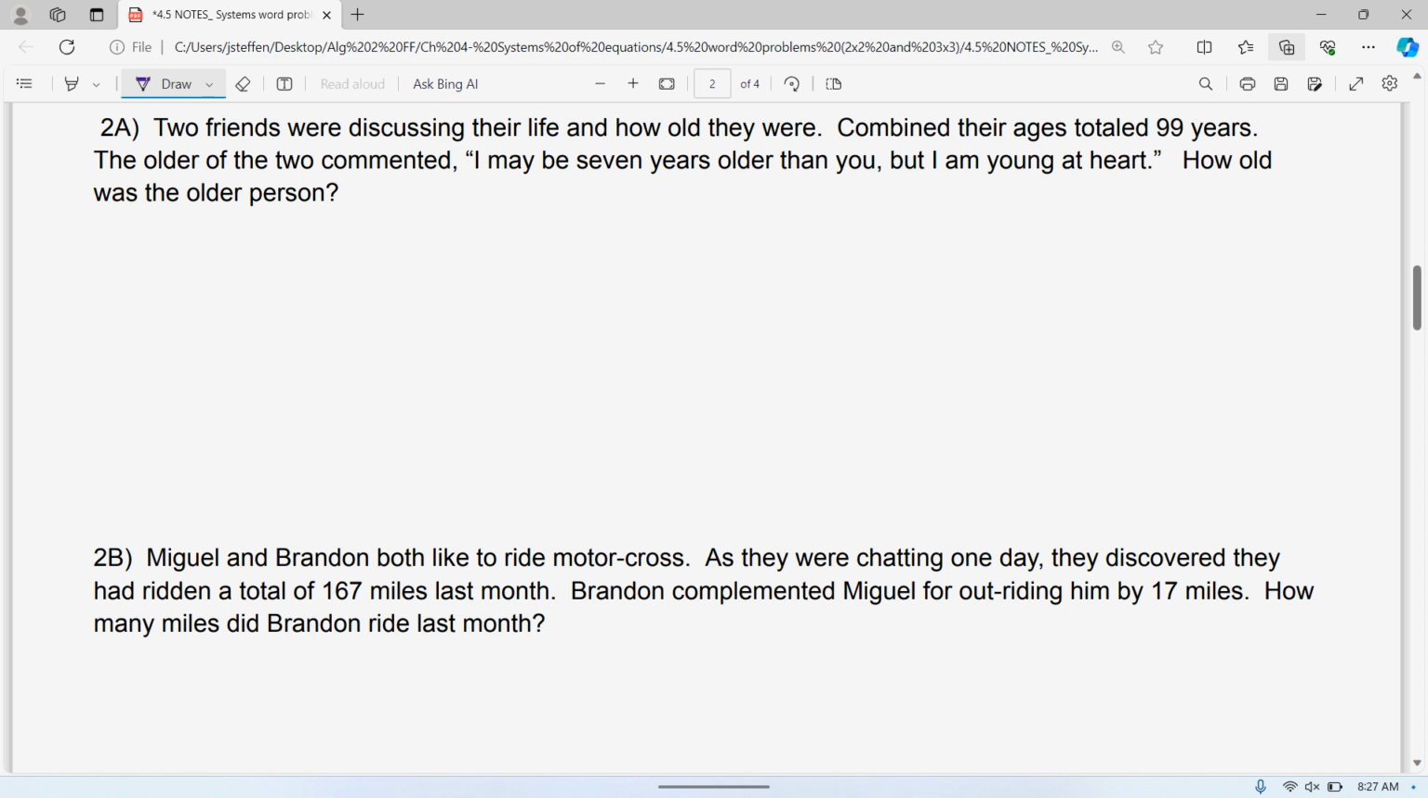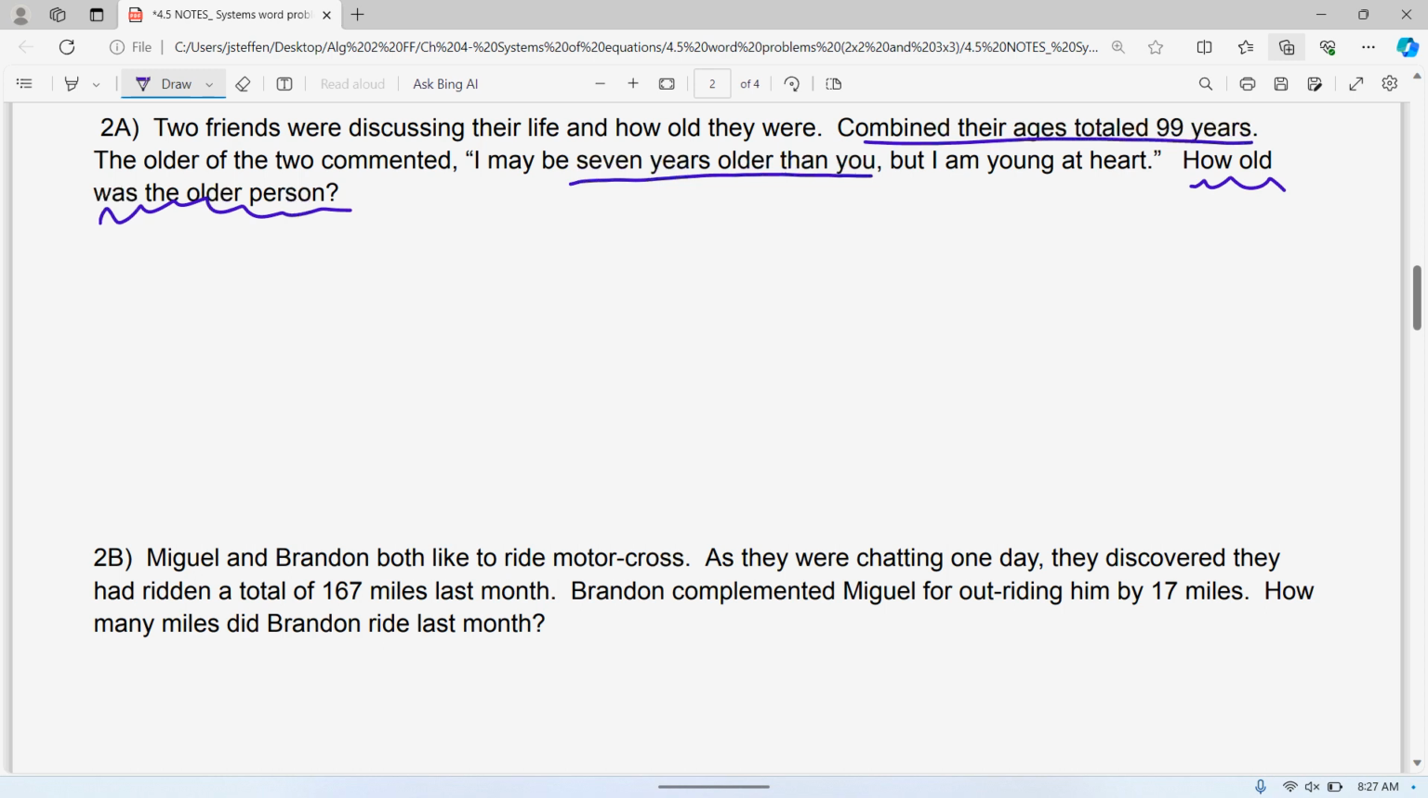2 friends were discussing their life and how combined their ages are 99 years. The older of the 2 says, I may be 7 years older than you, but I'm young at heart. Now notice this one says, how old was the older person? Now, what they're asking, you might actually save yourself a little bit of time if you're solving it.